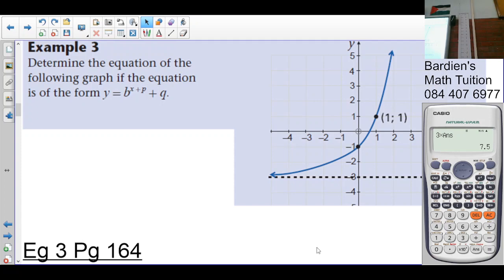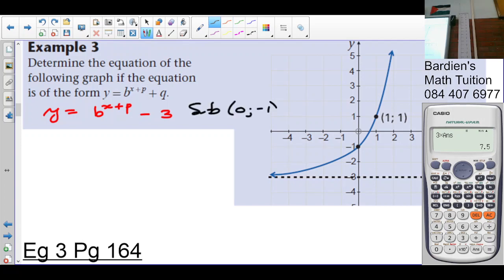Okay, so what's my equation? y equals b to the x plus p, minus 3. At this point, we're going to substitute the point that's lying on this graph. So we can substitute (0, negative 1), remembering this is the x and the y. So negative 1 is equal to b to the 0 plus p, minus 3. They get over the equal sign, so negative 1 plus 3 is 2. So it's b to the p.